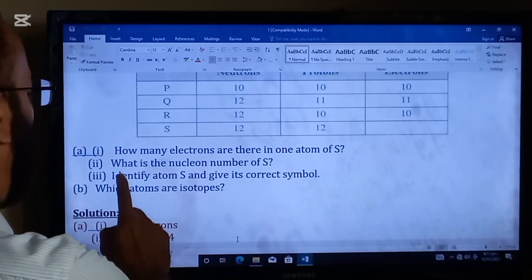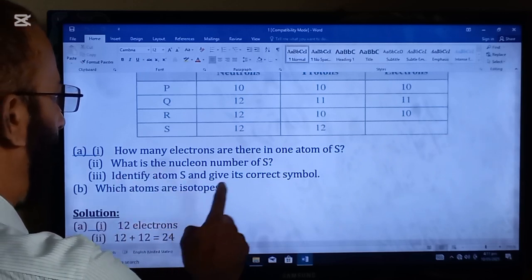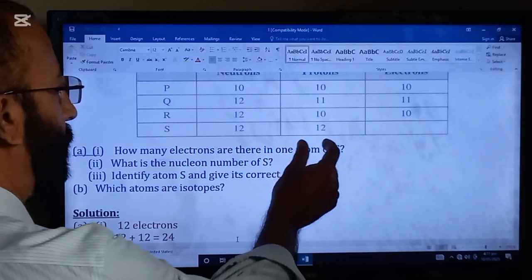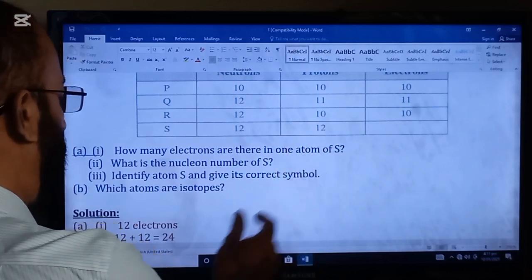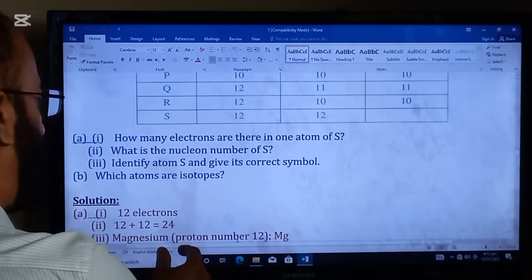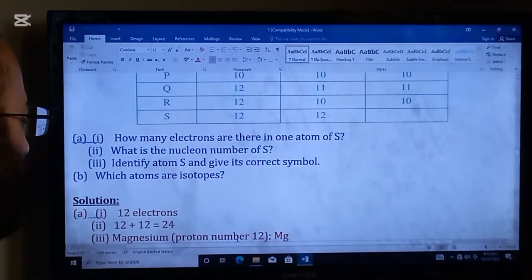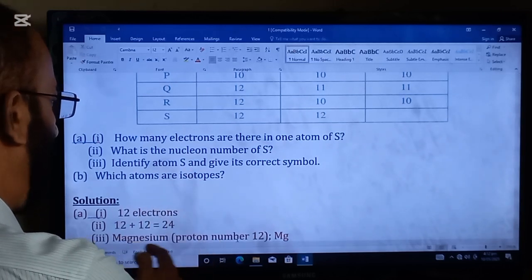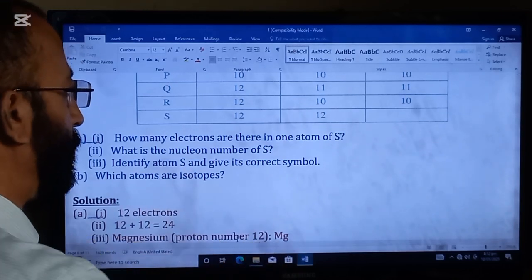Next requirement is, identify atom S and give its correct symbol. Because we are given the proton number, that is 12, and the nucleon number, that is 24. So from the periodic table we can see this atom S is actually magnesium, proton number 12.